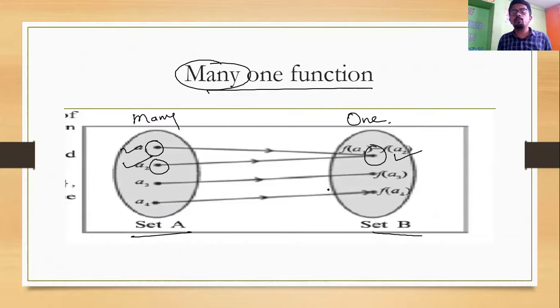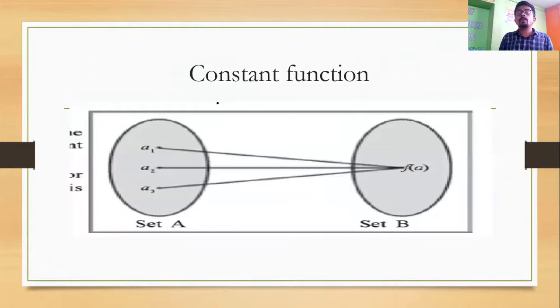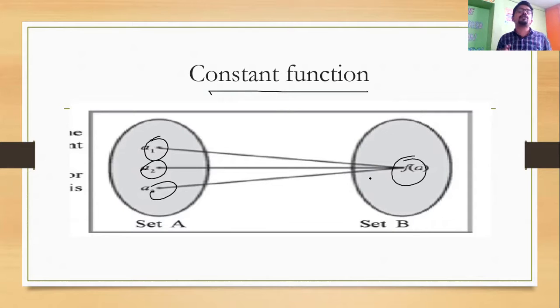This is a many one function where two or more than two elements can have one image. That is called the many one function, student. And what do you mean by constant function? Constant means it doesn't change. So all the elements have a single image. All the elements are mapped to only one element.